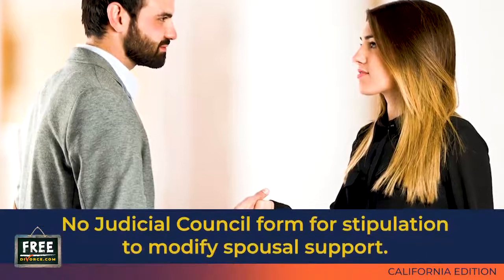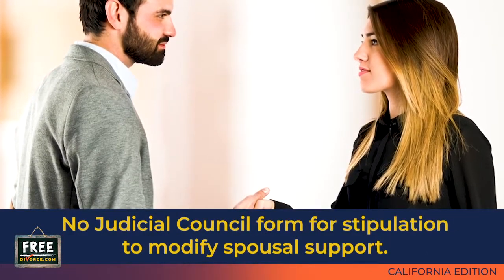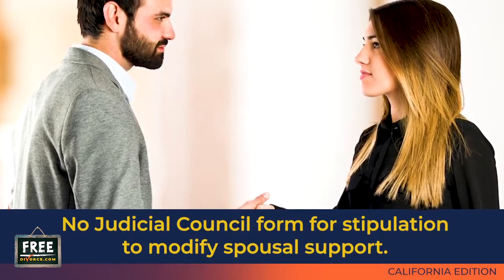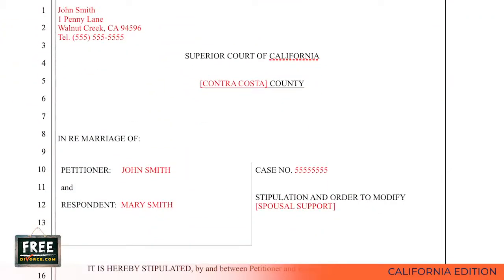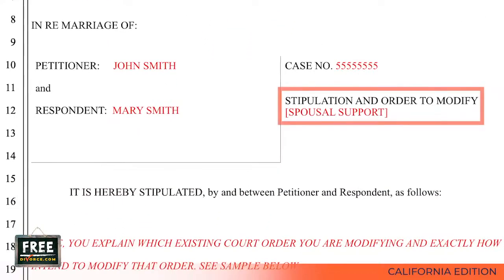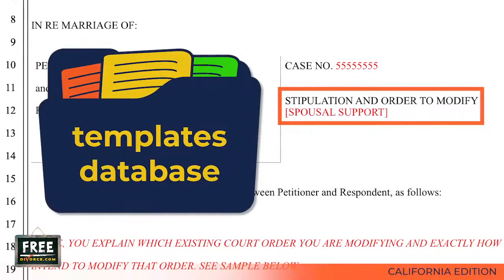There is no Judicial Council form that is specifically designed to enter into a stipulation to modify an existing spousal support order. You will need to draft a stipulation and order. You can use the stipulation and order template in our templates database to write your stipulation.